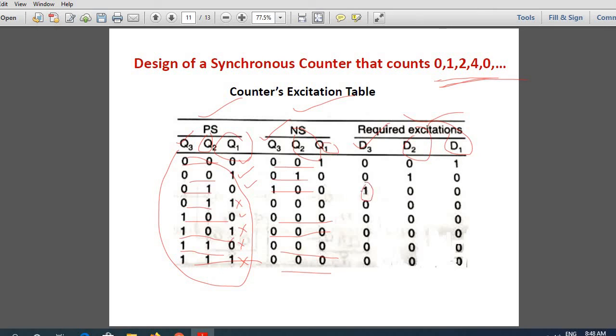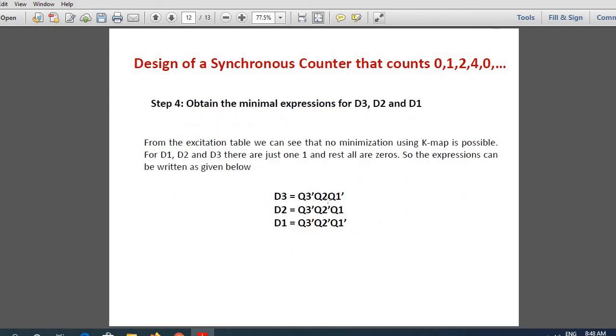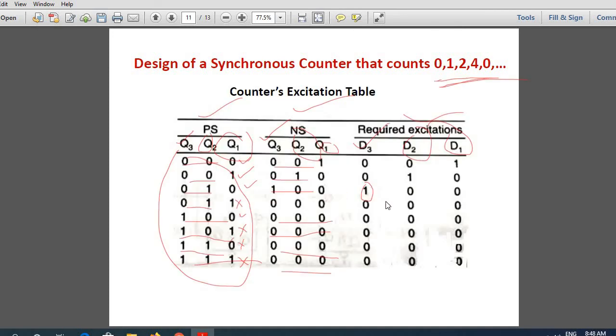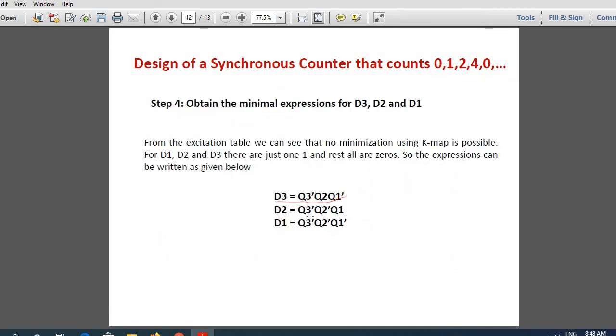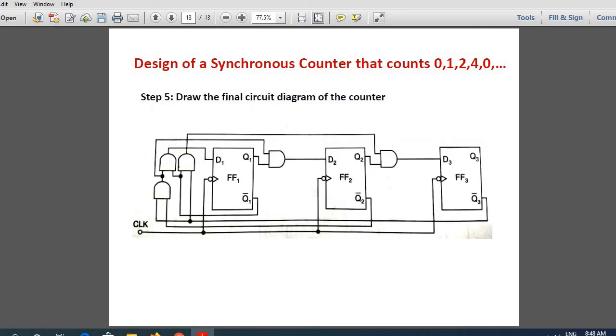Look here, this one, what is the corresponding term? Q3 complement, Q2, Q1. This is what is written here, Q3 complement, Q2, Q1. Similarly, for this one, D2, look here, Q3 complement, Q2 complement, Q1. That is what is written here. Now the next one also I can write. So there's no need to form the K-maps here. You can write the equations directly because only one is present and all the rest are zeros.